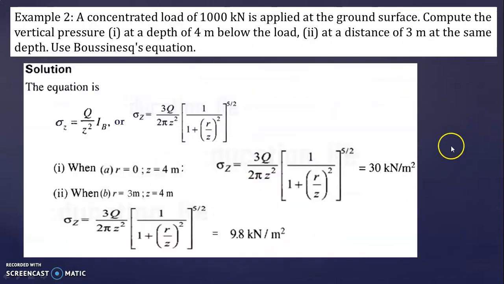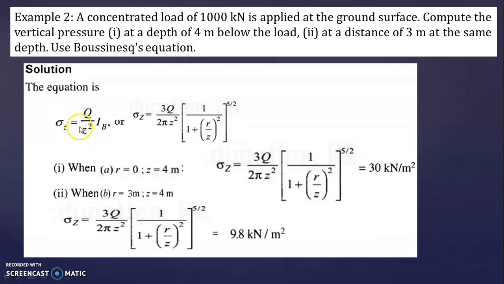Okay, let us take one more example. A concentrated load of 1000 kilonewton is applied at the ground surface. Compute the vertical pressure, in the first case at a depth of 4 meter below the load, and at a distance of 3 meter at the same depth. Use Boussinesq equation. So here also both the methods are shown here.